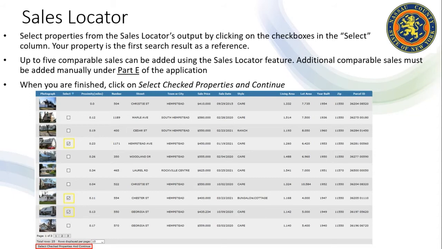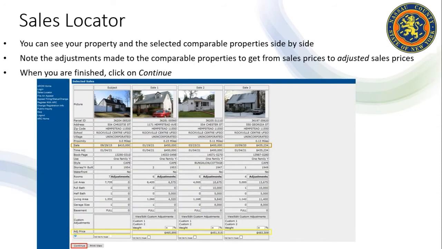So in our example, we've chosen 3 sales, and you use the check boxes and choose them. Bottom left, it says select checkbox properties and continue, so we will do so. And now you see we have the 3 sales we chose along with our subject side by side. Let's concentrate on sale number 1. You'll notice it's 1171 Hempstead Avenue in Hempstead. It's in the same school district as our subject. It's less than a quarter of a mile away, so that's great.